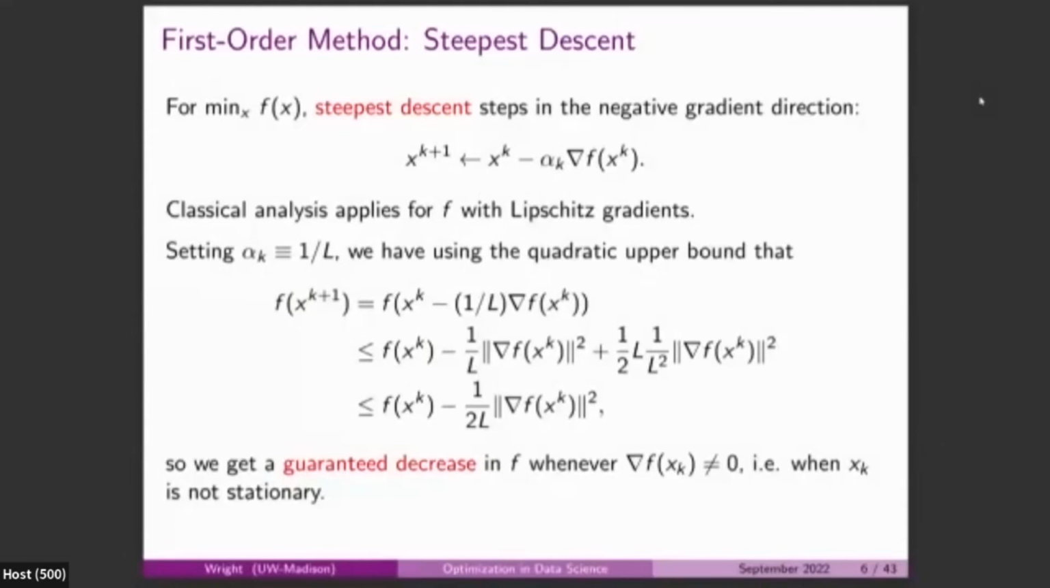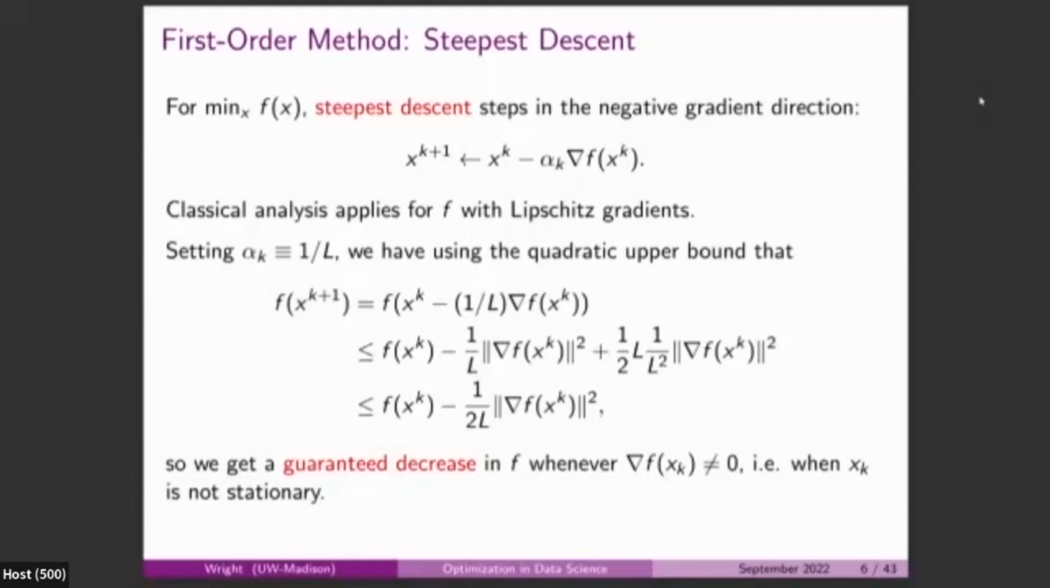We're trying to minimize f. We generate a sequence of iterates xk. And how do I move from xk to xk plus 1? I evaluate the gradient of f at xk, and I move in the negative gradient direction. So that gives me the direction of steepest descent, exactly as its name suggests.